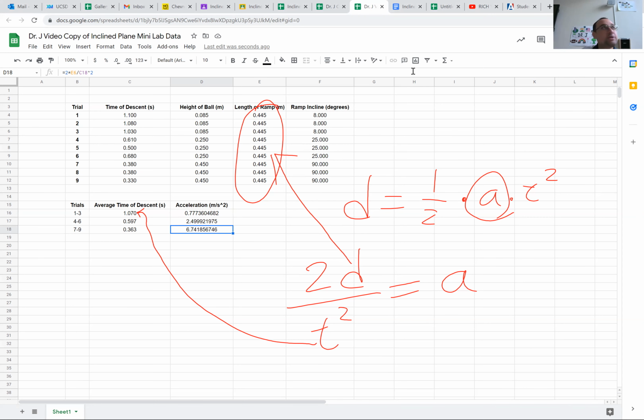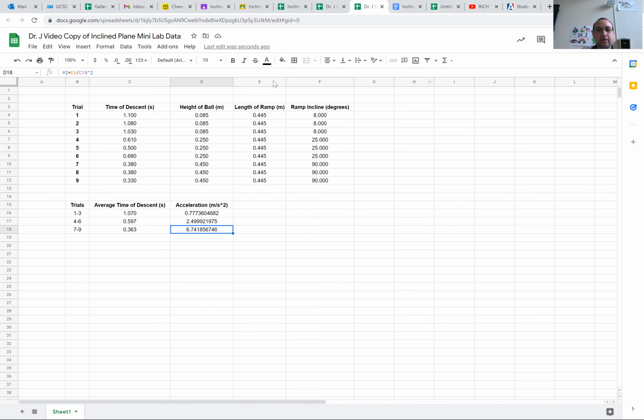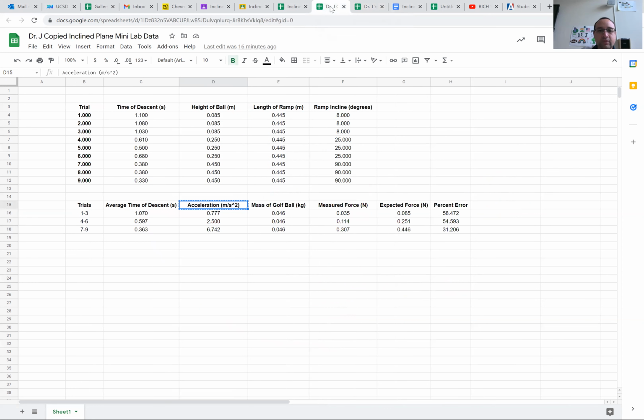So now we've got our acceleration in meters per second squared. I'm going to go ahead and clear that out. Now we go over here and we want the mass of the golf ball. I'm just going to copy this straight, because we know it from last time, and if you'd like to, you can feel free to use the balance to remeasure the mass of your golf ball.